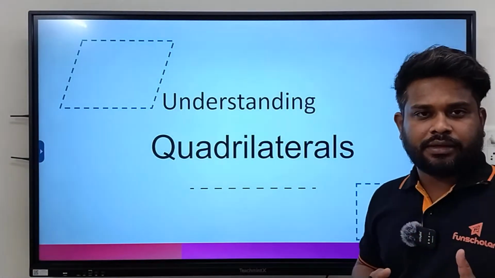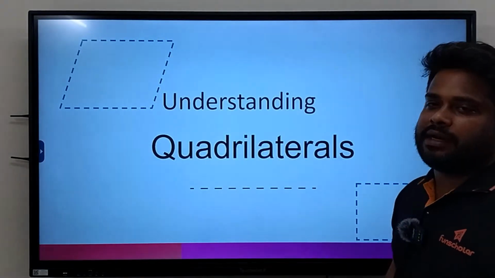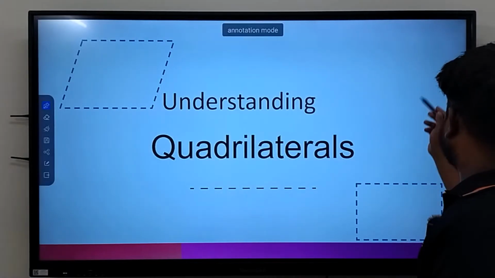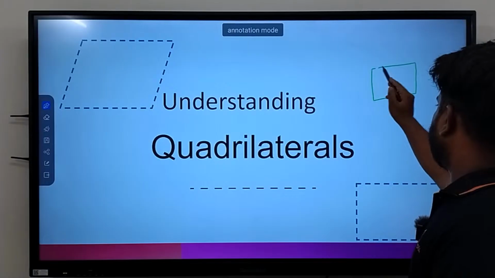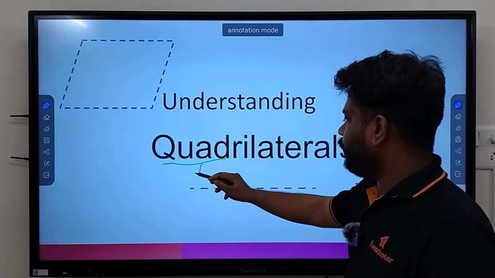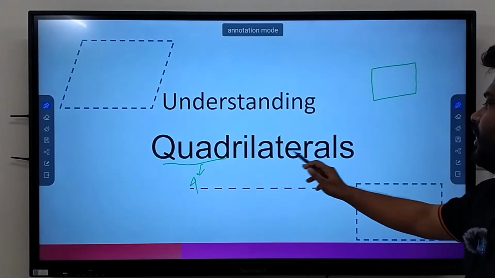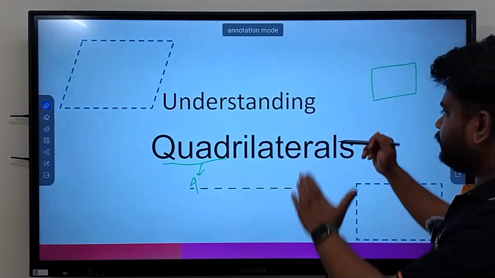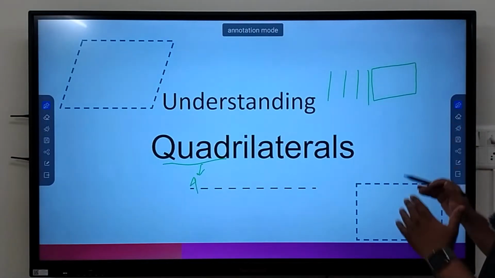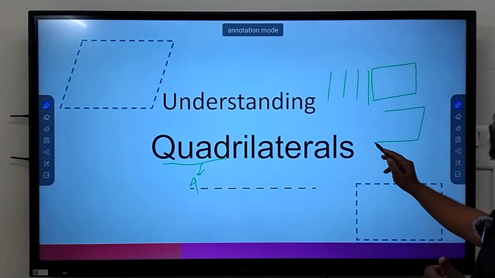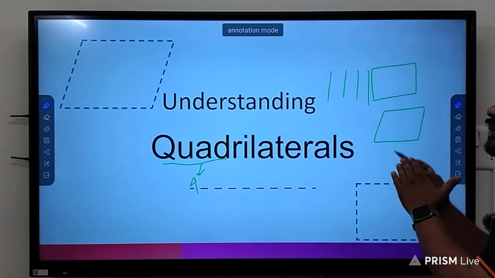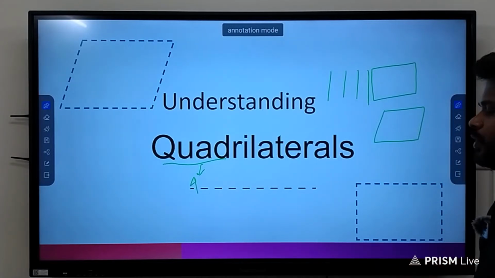Understanding means samajhna, and quadrilaterals means something which has four sides, okay, just like this one or this one. Quad means four and laterals means this. So from this we can understand that something which has four sides and lateral means parallel to each other will be called quadrilaterals.